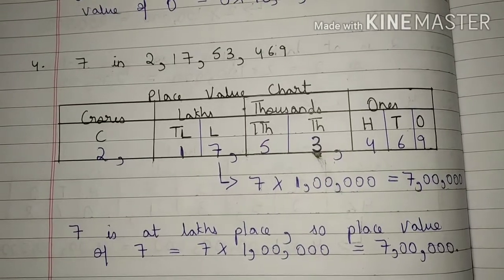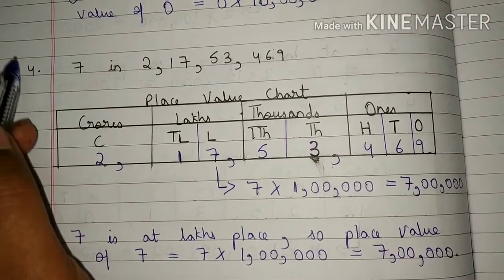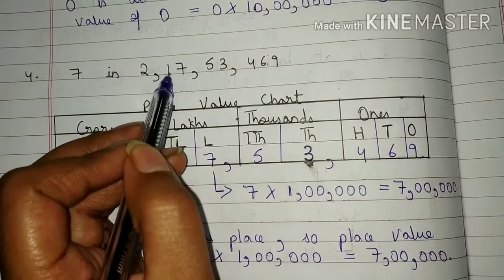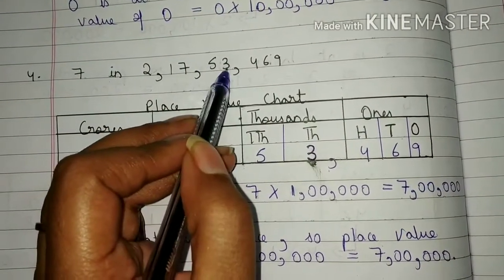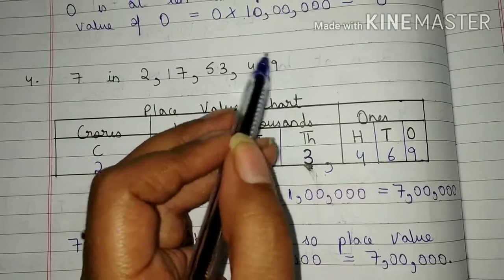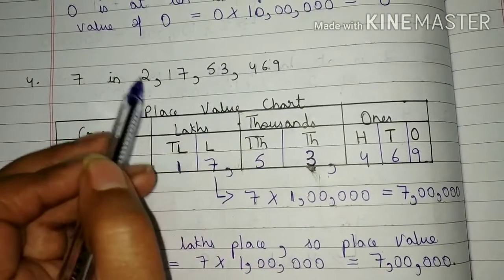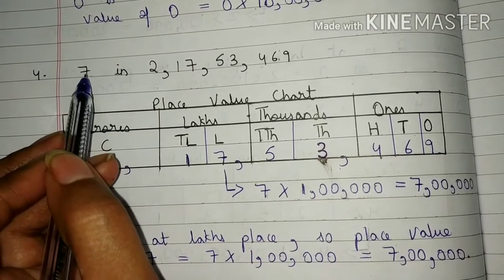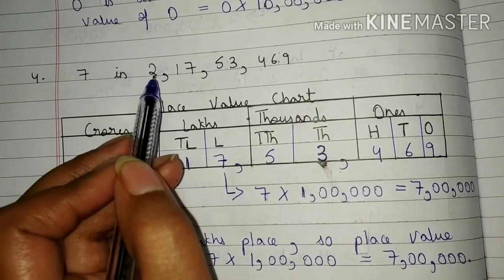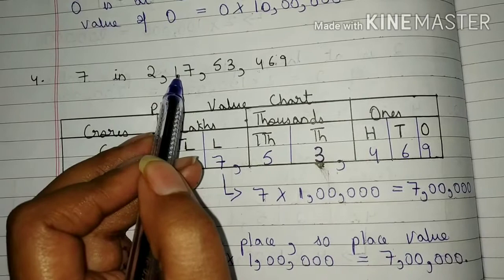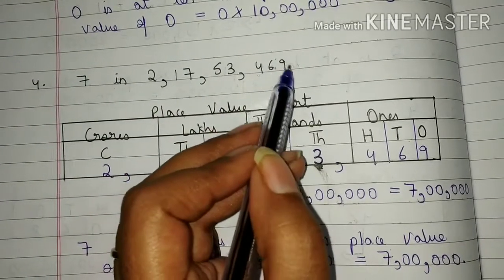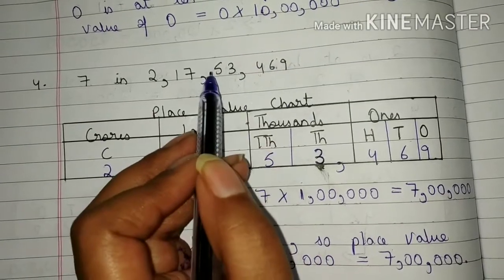Students, now come to fourth question. 7 in 2 crore 17 lakh 53,469. Students, in this question, you have to find the place value of 7 in 2 crore 17 lakh 53,469. So how will you find?